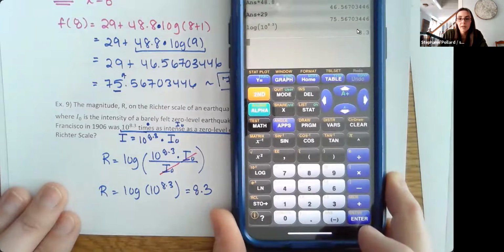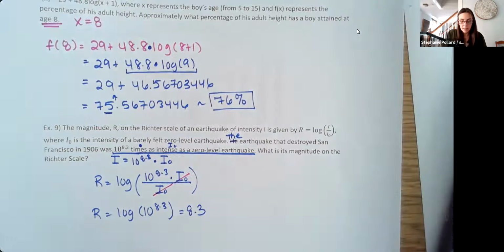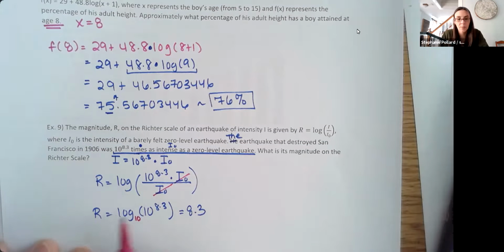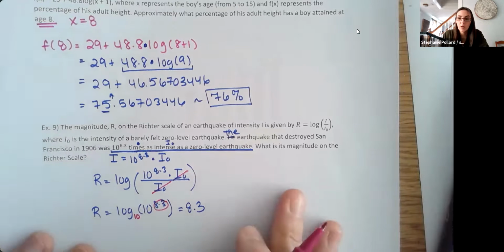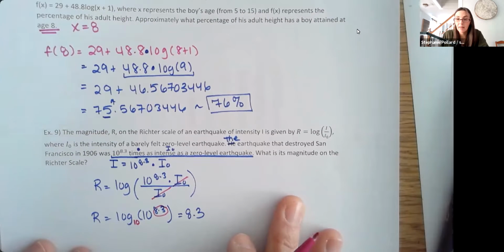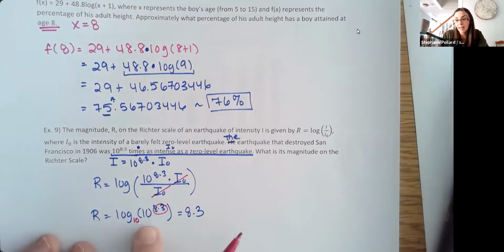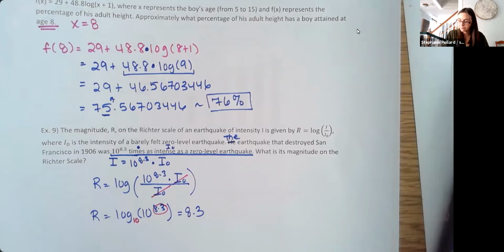Now, another way you can do this is you can think back to some of those properties. So remember that this is base 10. So this is your inverse property. When you have log base 10 of 10 to some power, basically this whole piece cancels out and you're just left with that exponent. So we talked about that log property already, that inverse property where they cancel out. So you could do this by hand and you get 8.3.